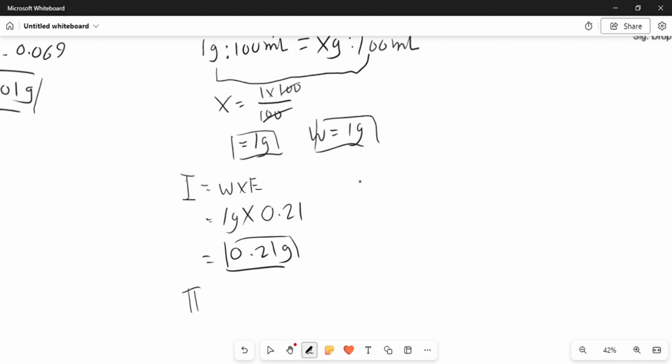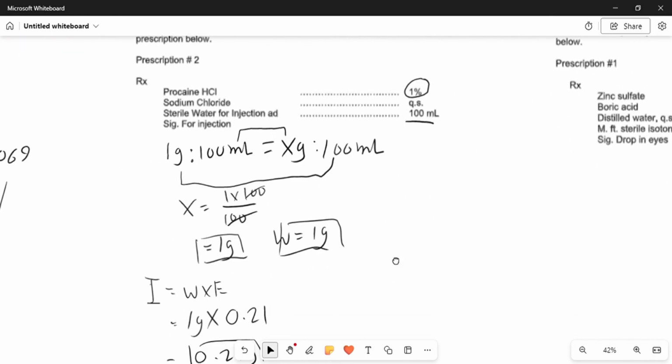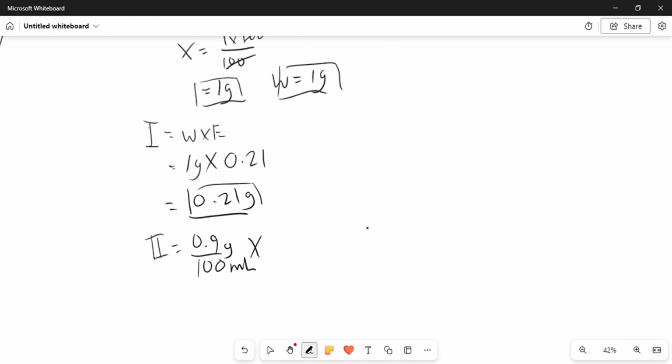Let's move to step 2, which is 0.9 over 100. That will be in grams and that will be in ml, times the volume. So our volume, as mentioned here, is 100 ml. So we'll place it here, 100 ml. And the ml will be cancelled out of ml, so we'll yield 0.9, and that will be in grams.